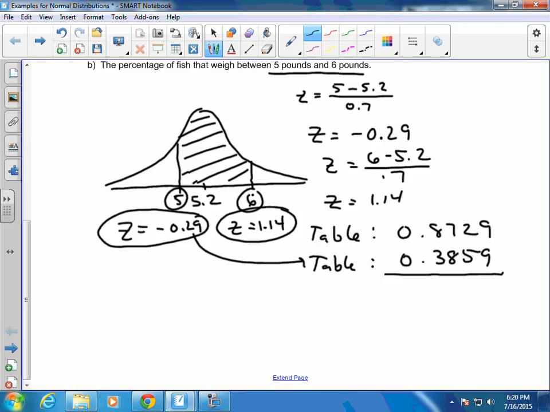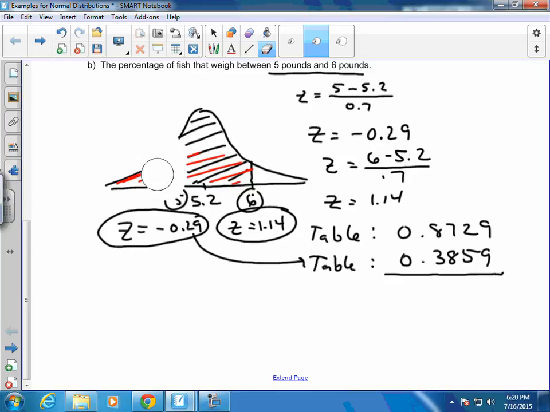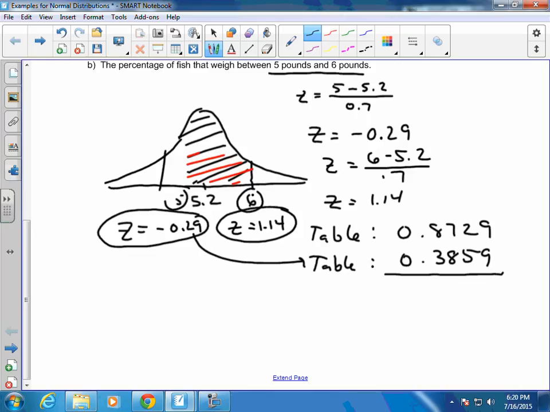Now, the idea is, when I looked up the 1.14 and got 0.8729, that was the area entirely to the left of 1.14 as a z-score. But that's too much. That's bigger than my area. I don't want this part over here that was to the left of the lower value. So what we do is subtract to subtract away that extra area.